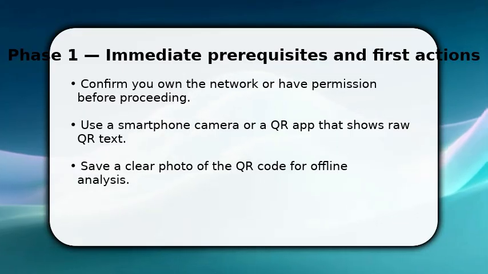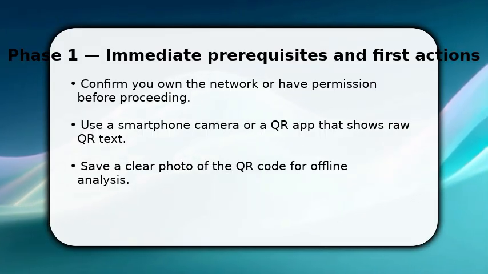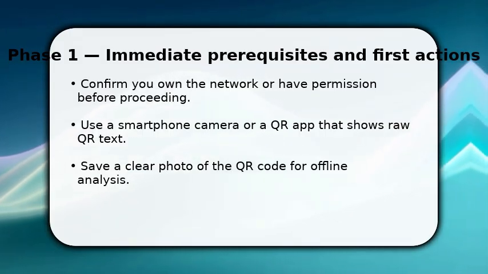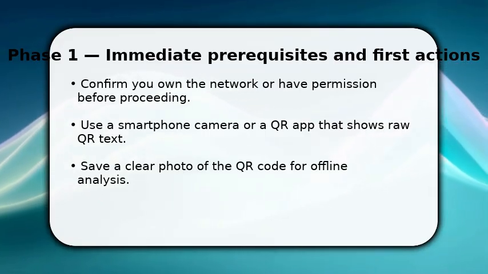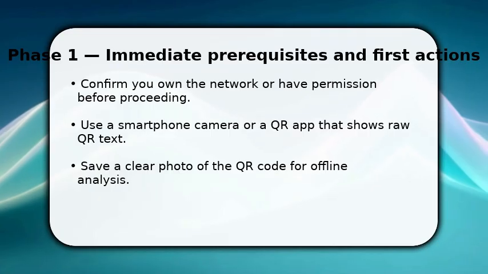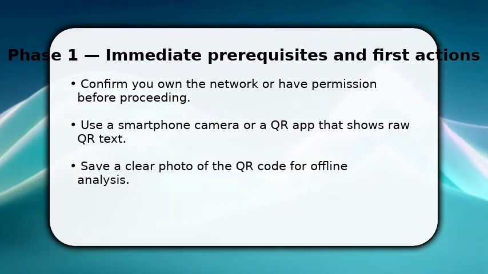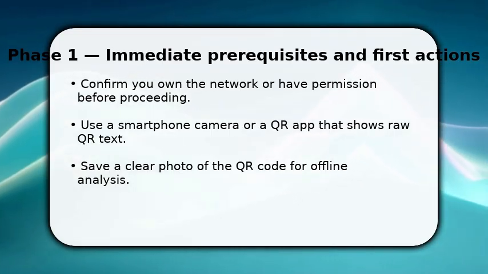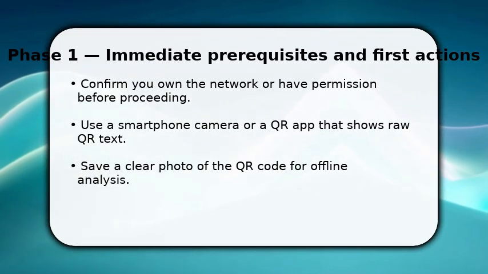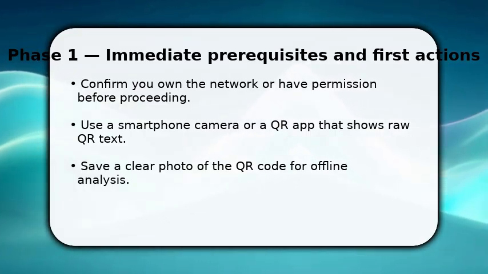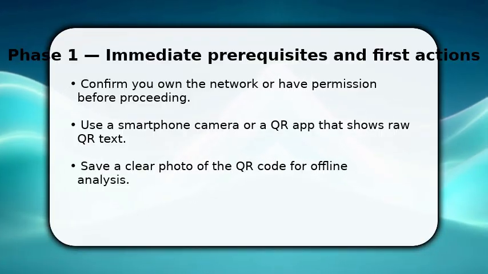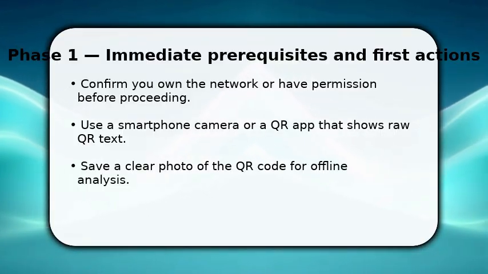You start by confirming you have permission to access this network, because intent matters. Next, open your camera or a QR scanner app and scan the code. Many apps immediately show the encoded text. Once done, save or copy the raw QR payload. This is usually a short string that contains SSID and password fields. You do this so you can inspect the content safely on a computer, rather than repeatedly rescanning and risking mistakes.